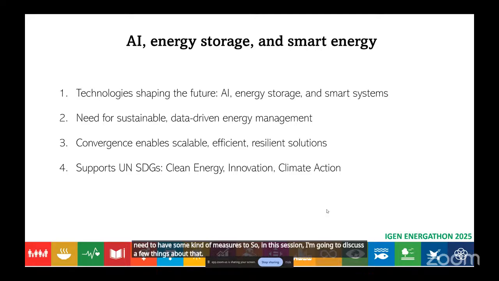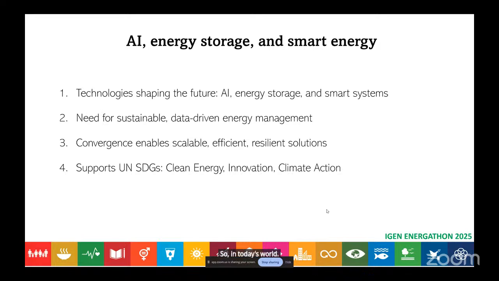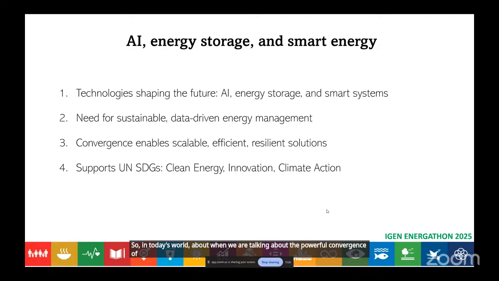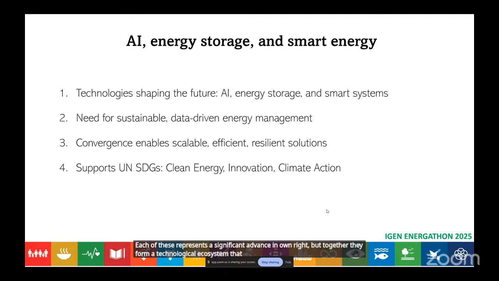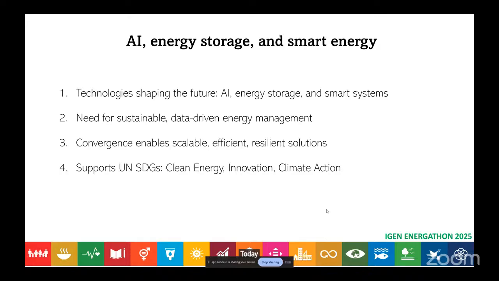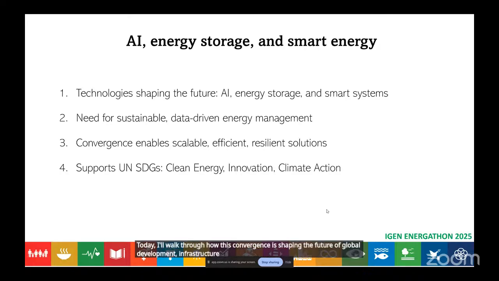Yeah. So in today's world, we are talking about the powerful convergence of technologies: artificial intelligence, energy storage, and smart energy solutions. Each of these represents a significant advance in its own right. But together, they form a technological ecosystem that can address some of the world's most pressing challenges, for example, climate change, energy access, and sustainable infrastructure. Today, I'll walk through how this convergence is shaping the future of global development, infrastructure, and sustainability.